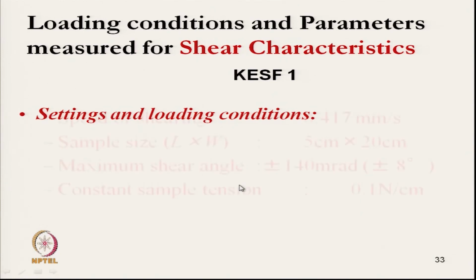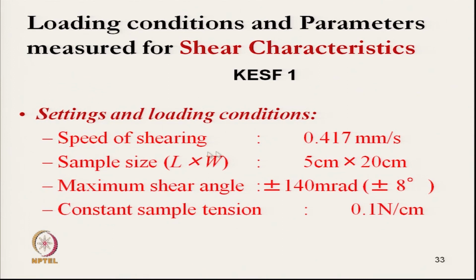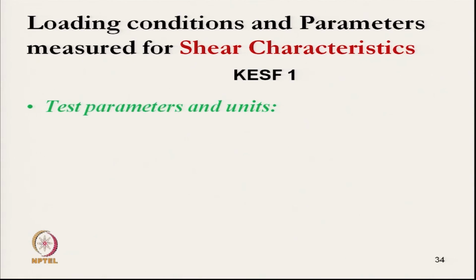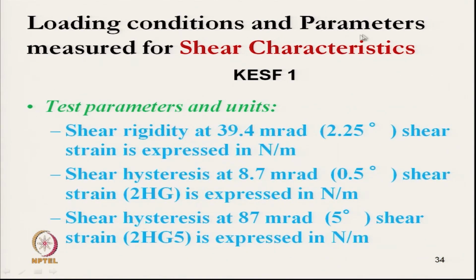For that, the setting and loading conditions are as follows. The speed of shearing is 0.417 millimeter per second, that is the sliding speed. Sample size remains the same because we use the same sample size. Maximum shear angle is plus minus 8 degree, which is equal to 140 milliradian, and constant sample tension is 0.1 Newton per centimeter.